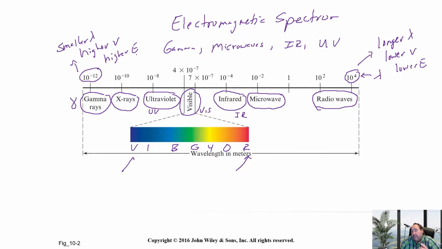So not specific in terms of the wavelength where all these things are found, but you do need to know the order of how they are on the spectrum, and the order in terms of energy, frequency, and wavelength. That also goes for the colors in the visible part of the spectrum, the same way in terms of higher energy, lower energy, higher frequency, lower frequency, longer wavelength, and shorter wavelength.